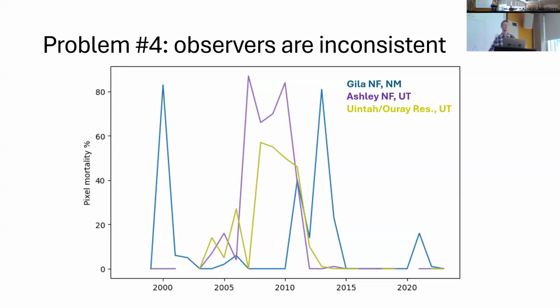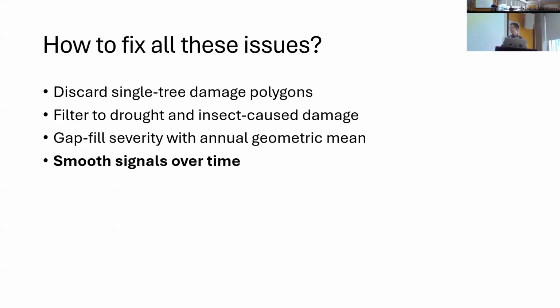So suffice to say, we have to do a lot of cleanup before we can really do anything with this data set. I used a couple steps. I'm just going to run through them. Throw out all the polygons that correspond to single trees. We only care about stand level mortality, so those small ones we don't really care about.